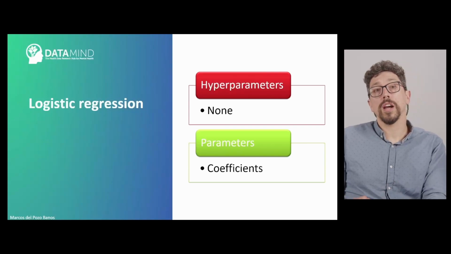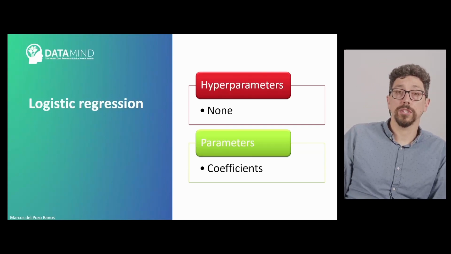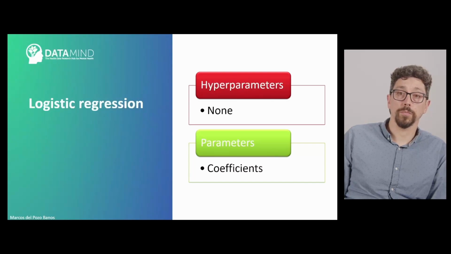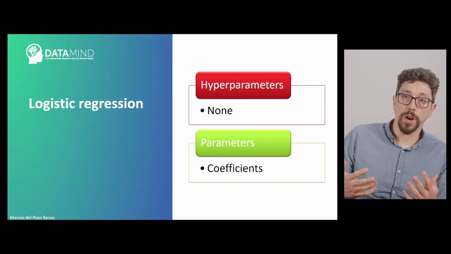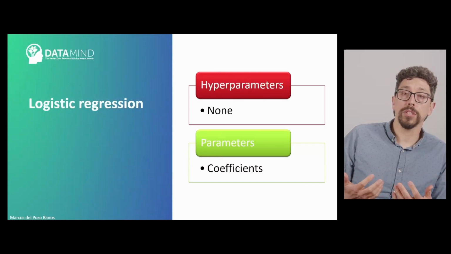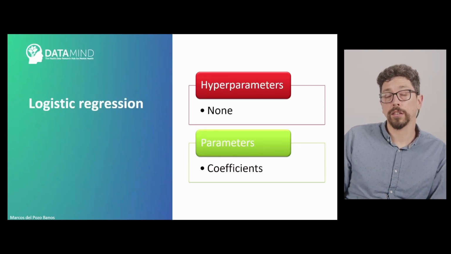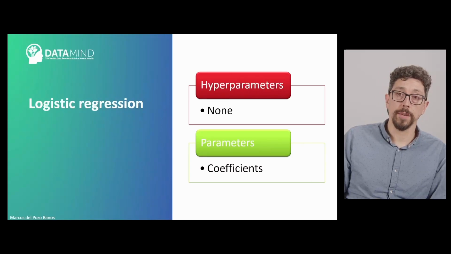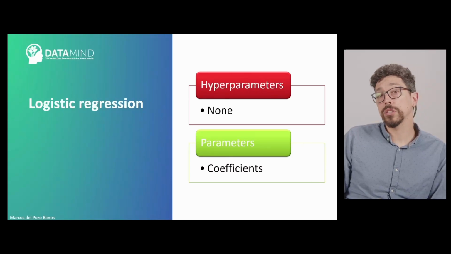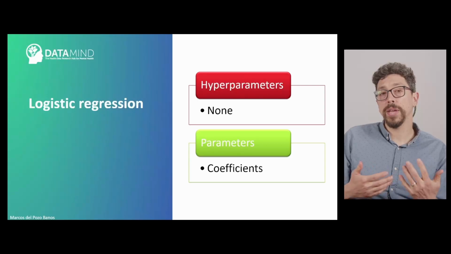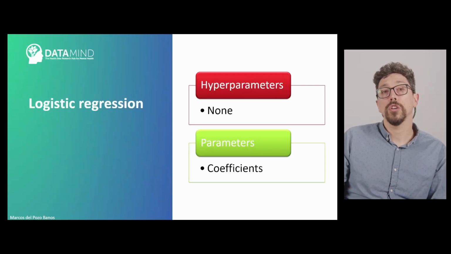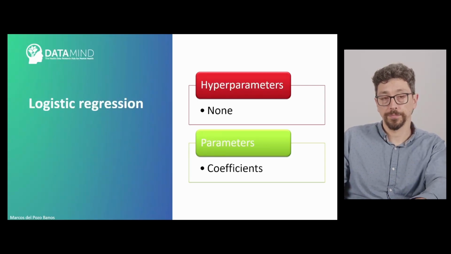So what are the hyperparameters and the parameters of this classifier? Well, hyperparameters, none a priori. There is nothing that we need to set here before we see the data. And in terms of the parameters, it's the coefficients, the betas, that we need to find out using the training data.